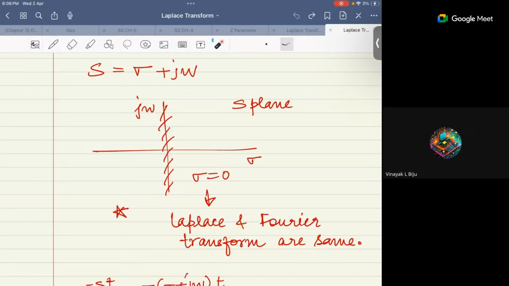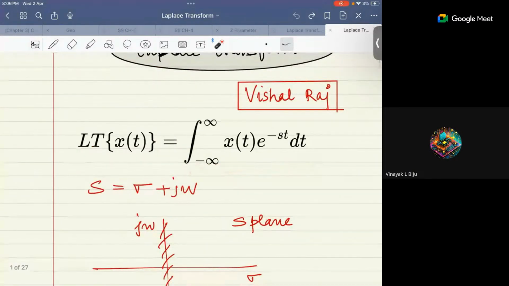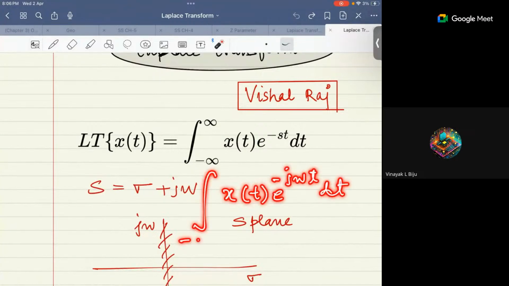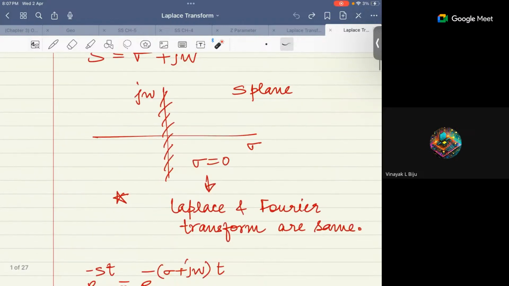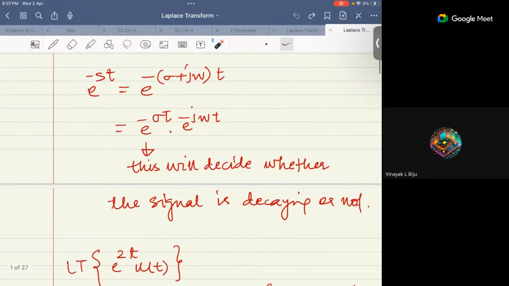The Fourier transform also was the same equation. You were having x(t) e to the power minus j omega t dt, integrated from minus infinity to infinity. Here, S was equal to sigma plus j omega, right? If sigma is equal to zero, then both the Laplace transform and the Fourier transform become the same, right? I hope this is making sense. Why are we moving from the Fourier transform to the Laplace transform? This is what I explained.